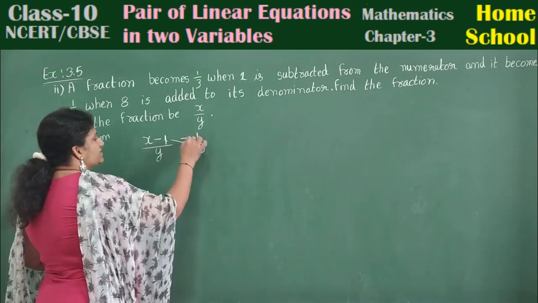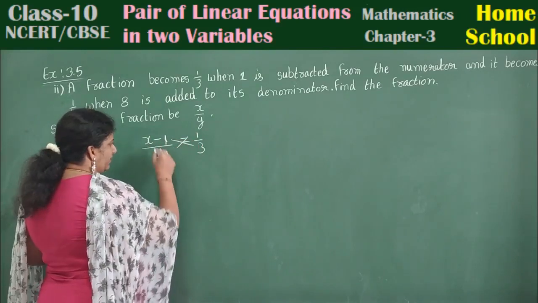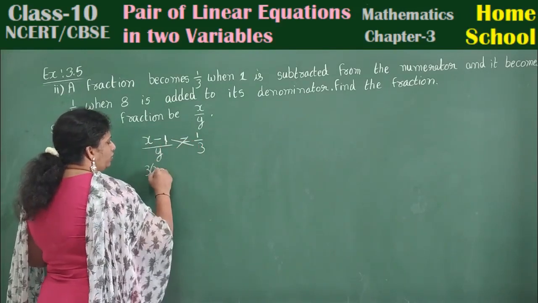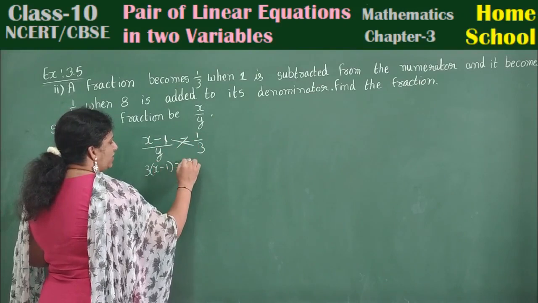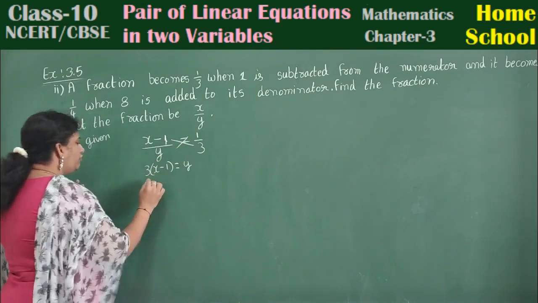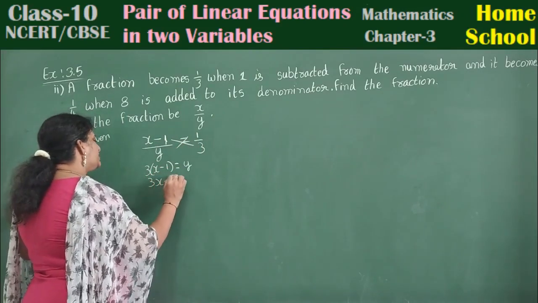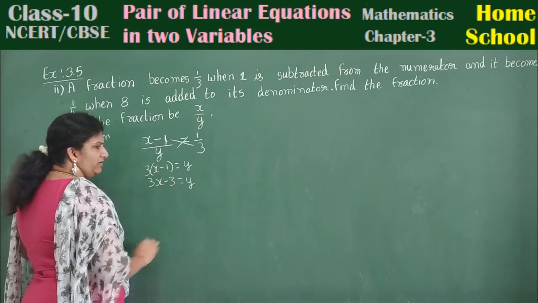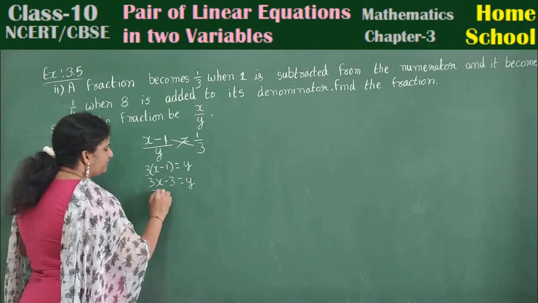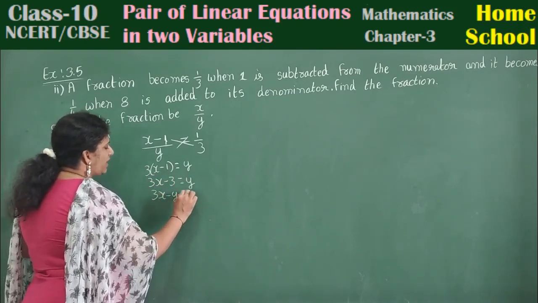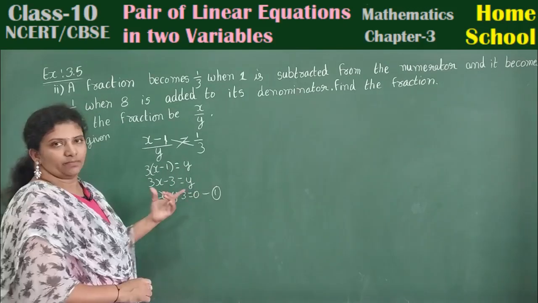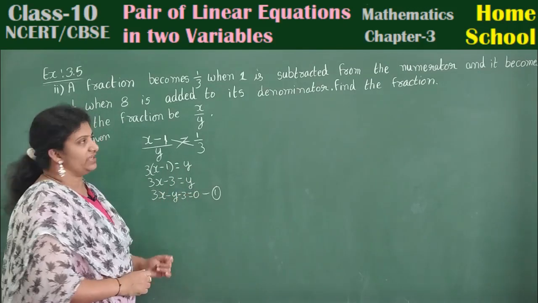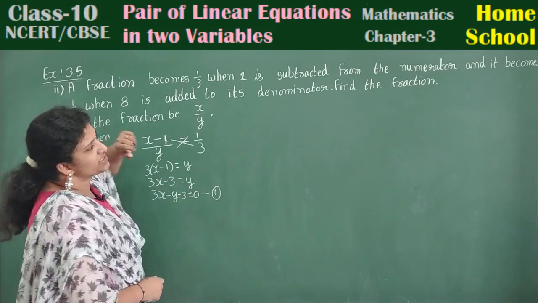Right? So let's cross multiply and get the equation. 3 into x minus 1 is equal to y. Remove the brackets. 3x minus 3 is equal to y. Y, bring this side. 3x minus y minus 3 equal to 0. Mark this as the first equation. Let's go with the next one.